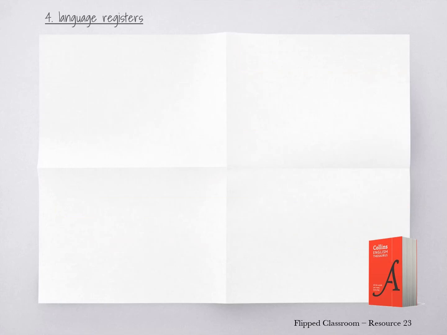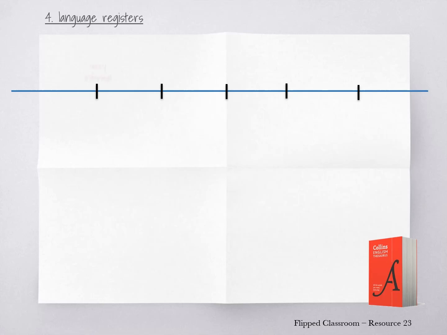Let's talk about language registers, shall we? Language registers refer to different styles or varieties of language that are used in various social contexts or situations. Each register has its own set of linguistic features, vocabulary, grammar, and level of formality. The choice of register depends on the purpose, audience, and setting of communication. Language registers range from very informal to very formal.